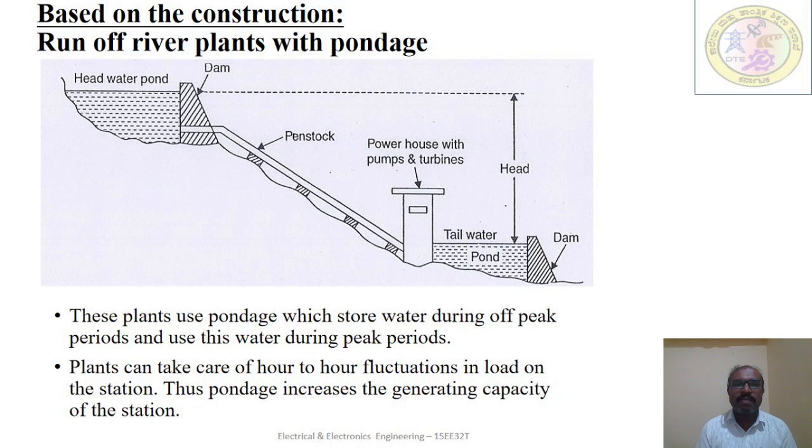Next, runoff river plants with pondage. These plants use pondage, which stores the water during off-peak periods and uses this water during peak periods. The plant can take care of hour-to-hour fluctuation in load on the station. Thus, pondage increases the generating capacity of the station.